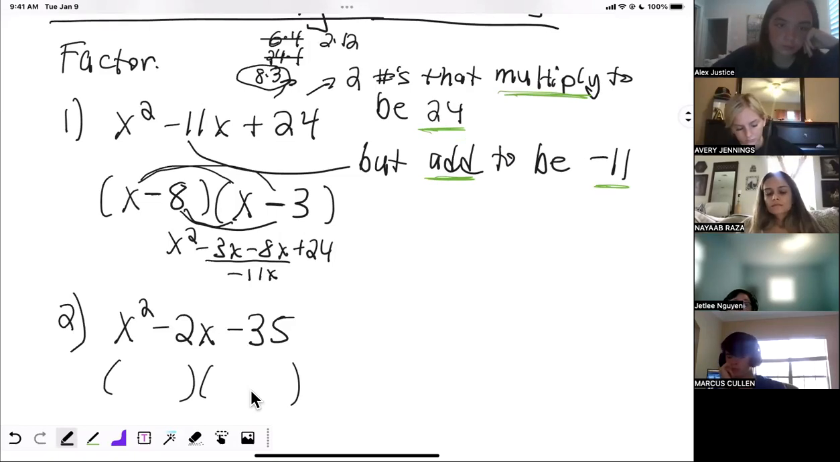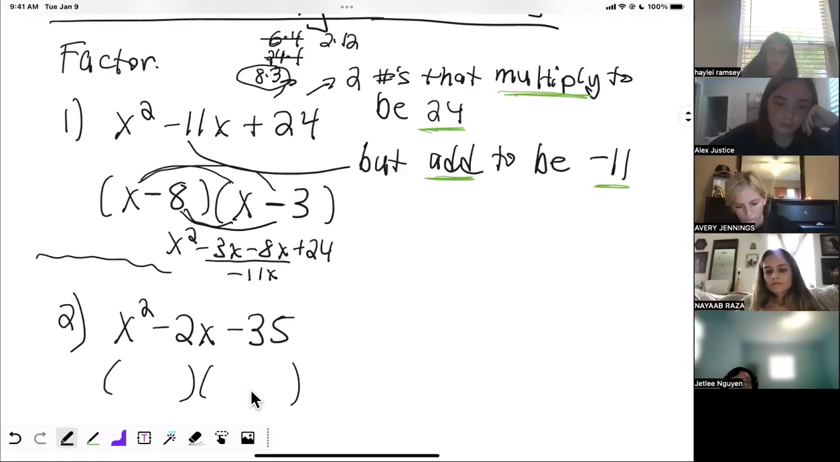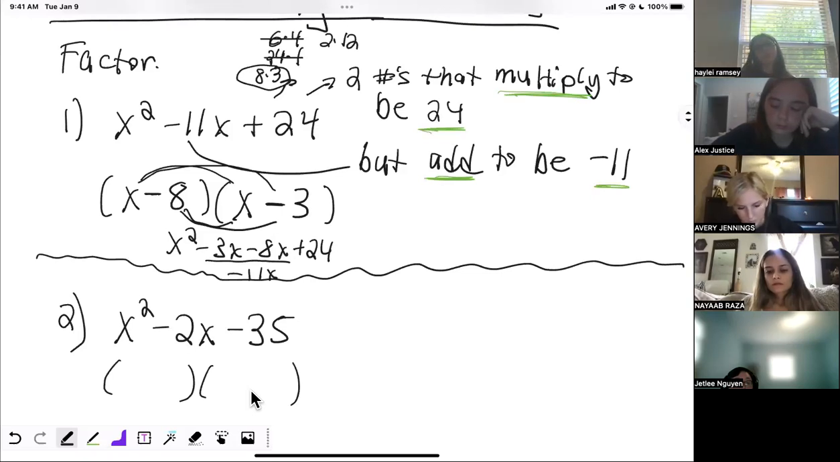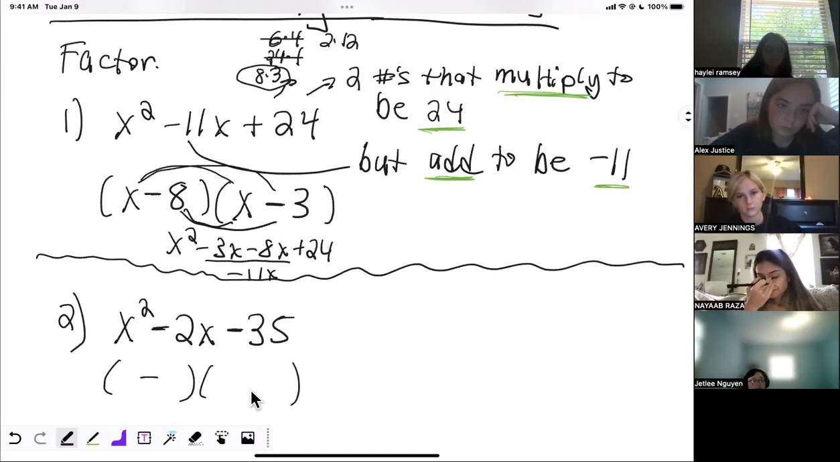All right, so I need two numbers. Let me divide this off. Two numbers that multiply to be negative 35, but add up to be negative 2. But what signs would they be? Two numbers that multiply to be a negative, but also add up to be a negative, well, that means one of them has to be negative and one has to be positive, because a negative times a positive is a negative, and a negative plus a positive can be a negative if I do it right.